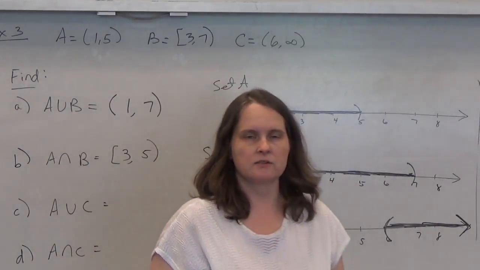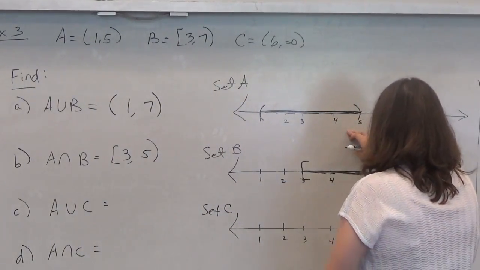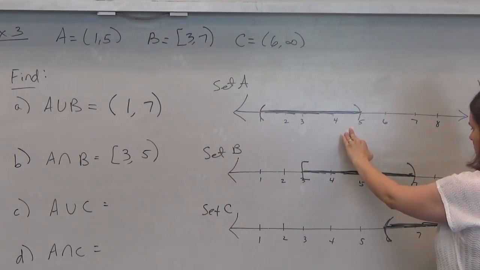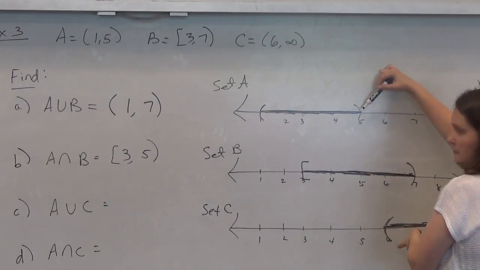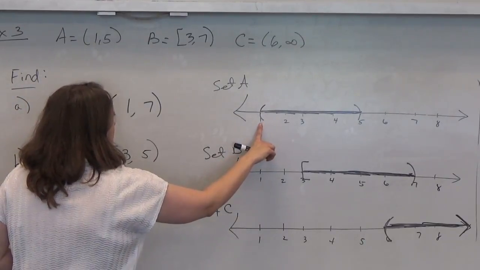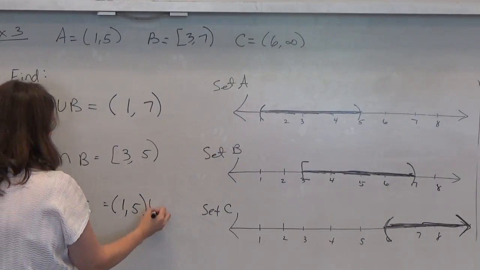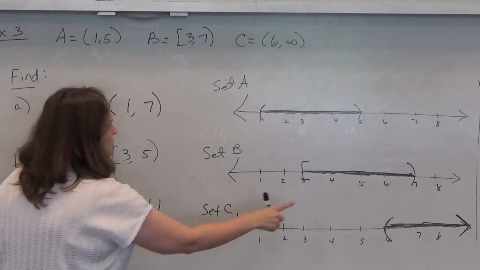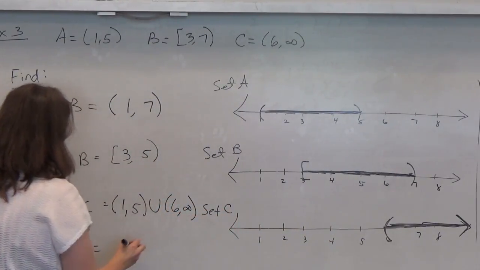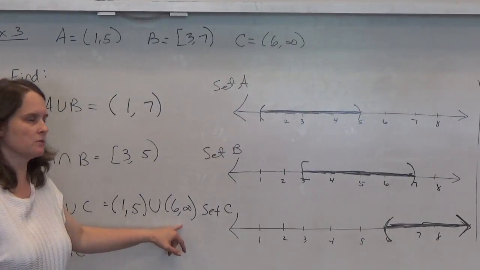So for part C, you're asked to find A union C. So you need set A here and set C here, all combined into one set. Now you'll notice there's a gap. From 5 to 6, there's a gap. So you probably didn't know how to write that. We're going to say everything from 1 to 5, in parentheses, union, use the union symbol, and then you can include the interval from 6 to infinity. So we've got interval 1 to 5 union interval 6 to infinity.